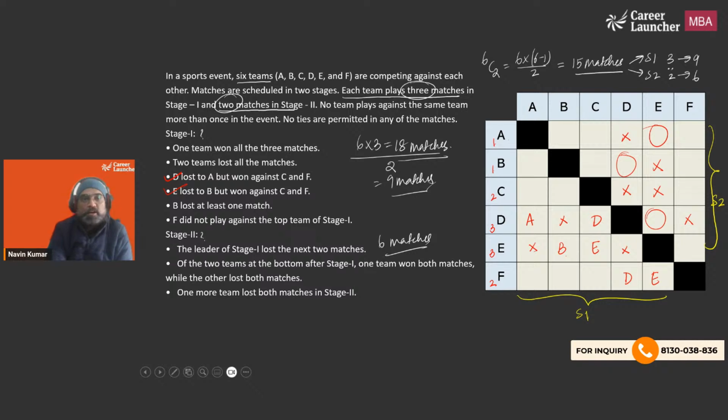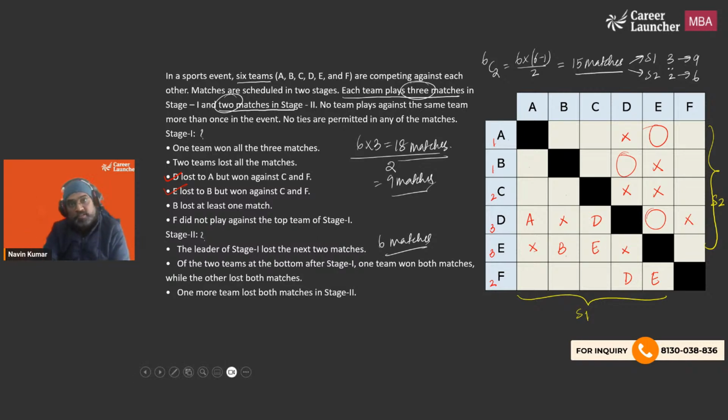Okay. Now, B lost at least 1 match. So we have no idea which match B lost. Was it against A? Was it against C? Was it against F? No idea. Next, F did not play against the top team of stage 1. We have no idea who that top team is going to be.